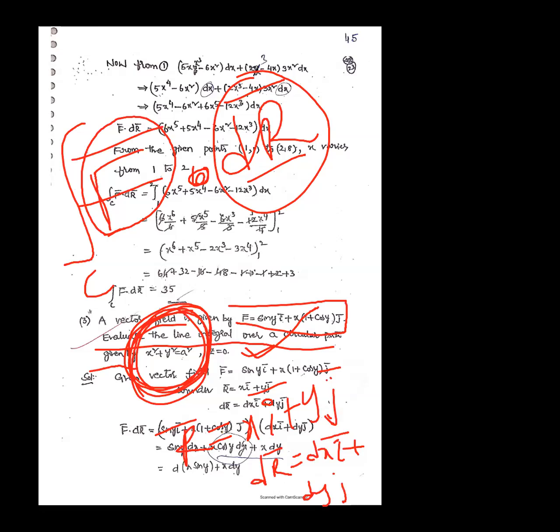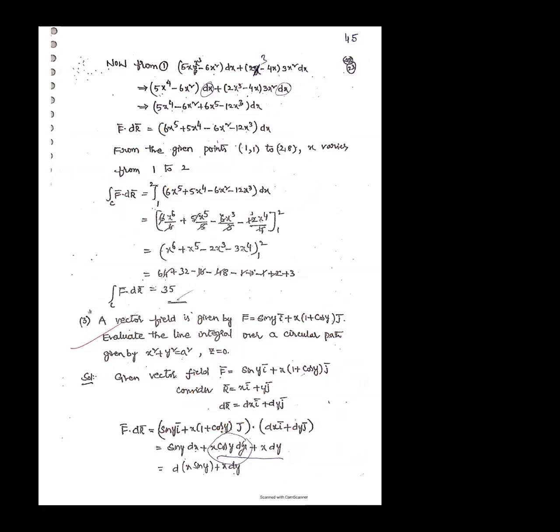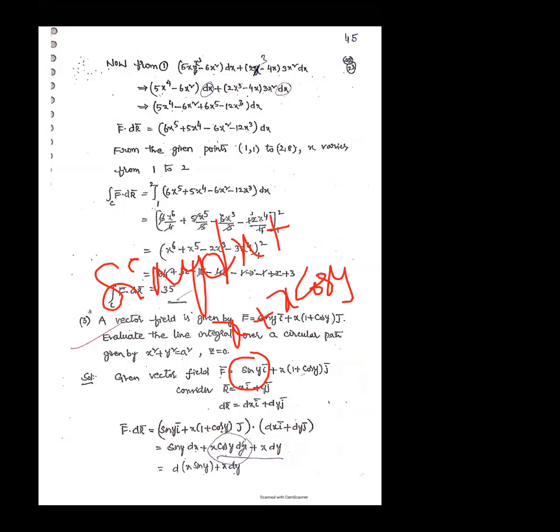Okay, F is given, and dr bar we found recently. Applying the dot product, we multiply the corresponding terms only. So in F bar, the coefficient of dx is sin y, and the coefficient of dy is x plus x cos y. This is called F bar dot dr bar.